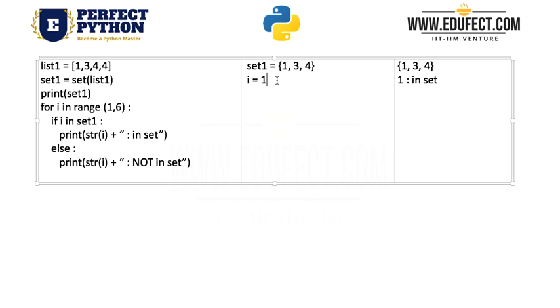Next i will take the value 2. Now it will come to if i in set1. Is 2 in set1? No, it is not there. So it will go to else and it will print 2 not in set. Similarly for 3, what will happen? For 3 we will get 3 in set. For 4 we will get 4 in set. For 5, what will we get? Not in set. And this loop will run till 5 only and it will get over. So the in operator here helps us find out whether an element is there in a set or not.